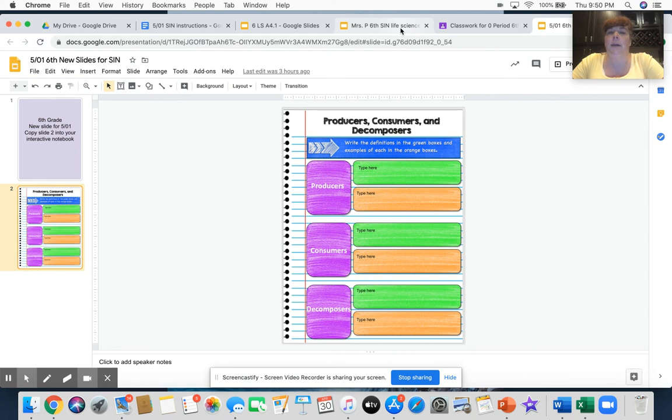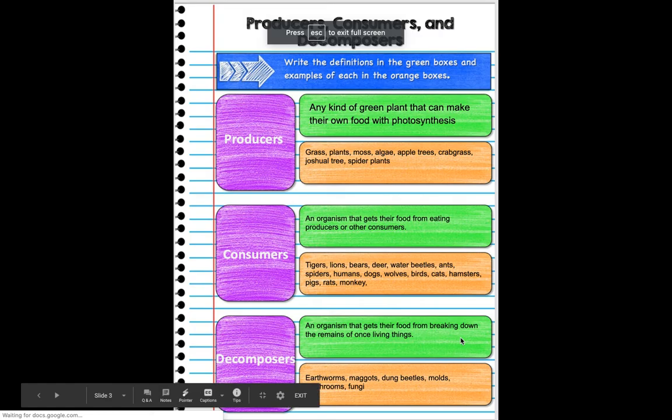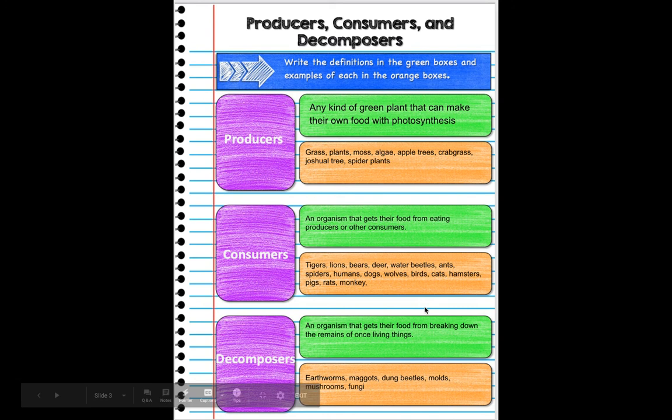So I did my example, and I'm going to make it bigger. Okay, you won't see me for a second. All right, so you can see I wrote the definitions, and I got them right from the lesson, and they'll also be in your instruction page. And then I just wrote a whole bunch of things down that I could think of. So producers: grass, plants, moss, algae, apple trees, crabgrass, Joshua trees, spider plants, because I've got one in my house. Anything that is a plant can be in here.